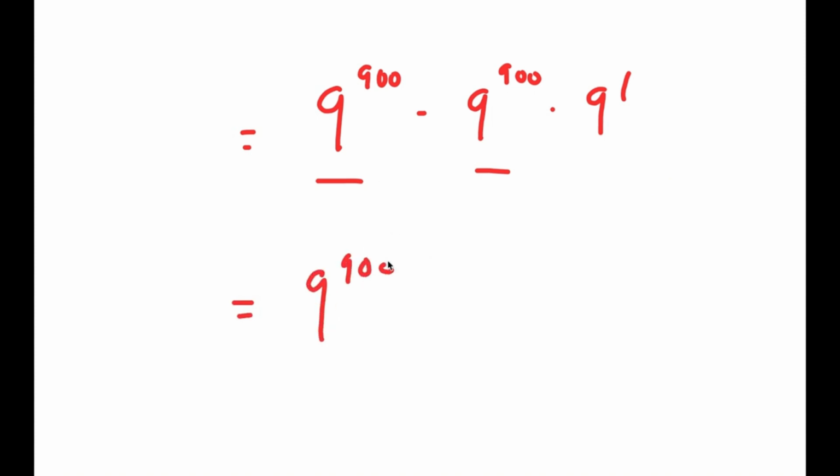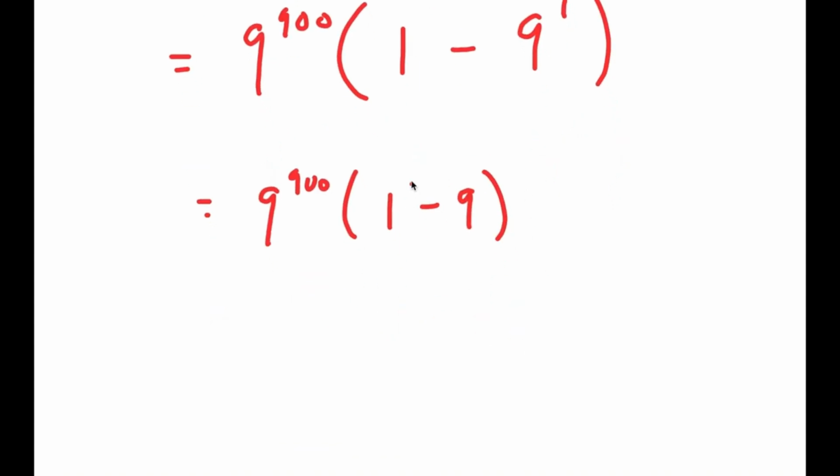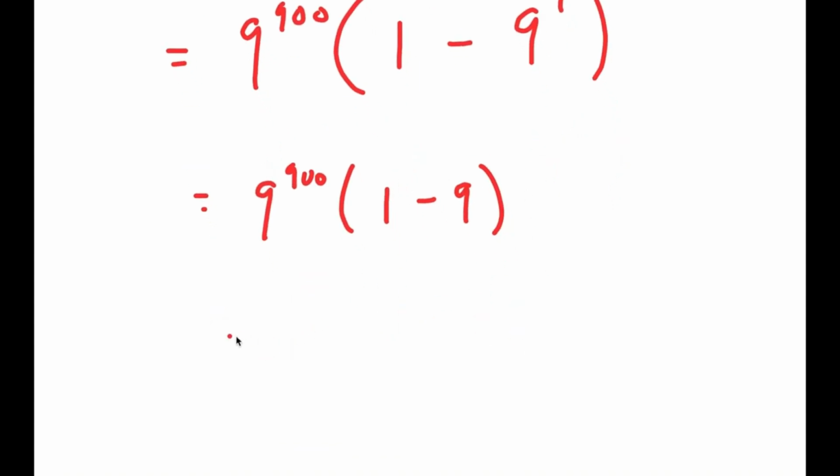So now I get 9 to the power of 900 times 1 minus 9 to the power of 1. And this is equal to 9 to the power of 900 times 1 minus 9, because 9 to the power of 1 is the same thing as 9. Now 1 minus 9 is equal to negative 8, so I get 9 to the power of 900 times negative 8.